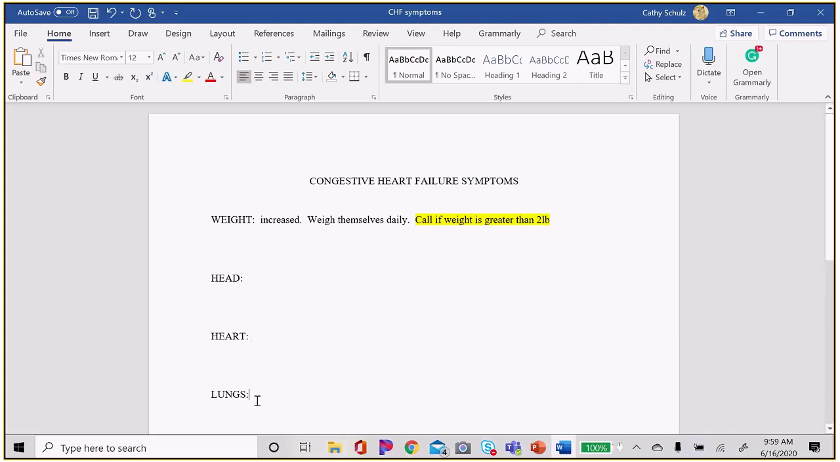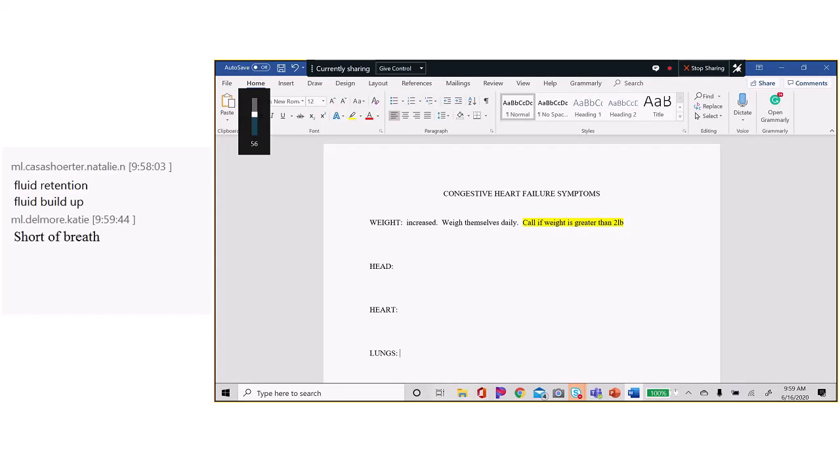What kind of symptoms will they have in their lungs? Maybe like a tightness in their chest because they've got more fluid collecting around it because the heart's unable to pump it out effectively.